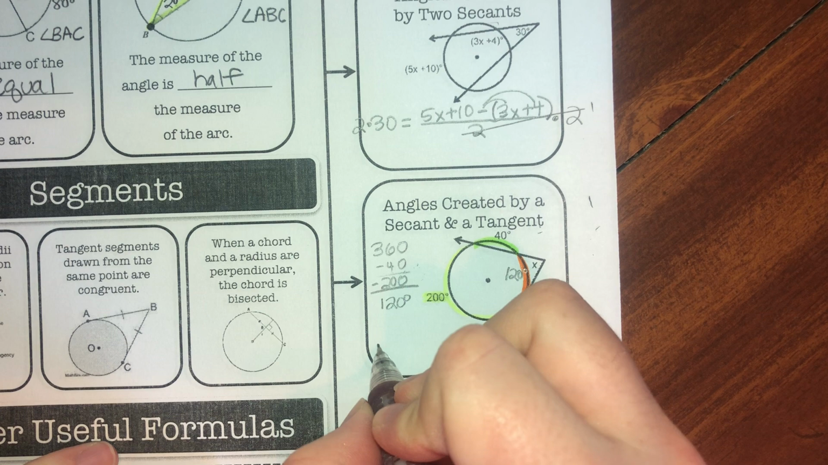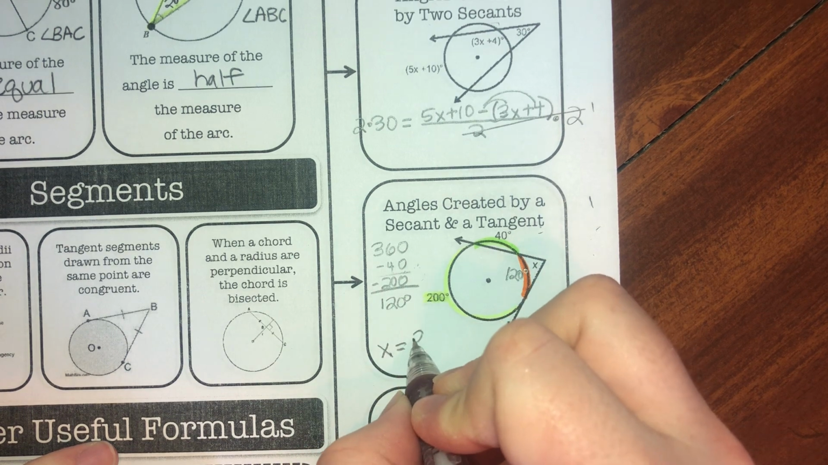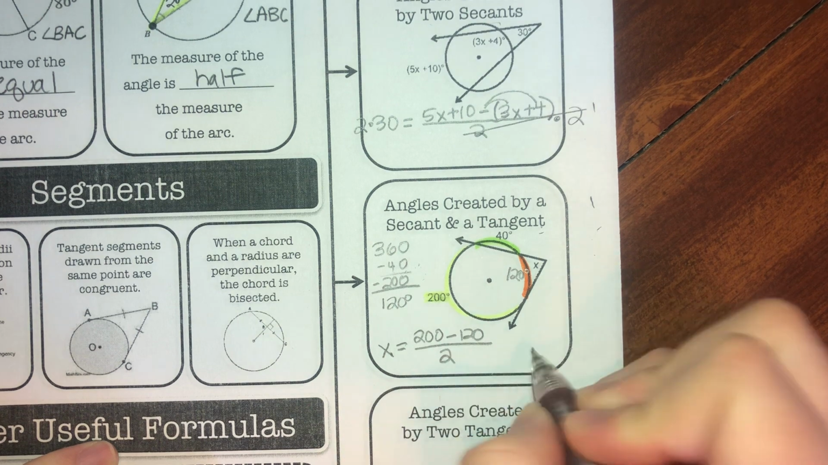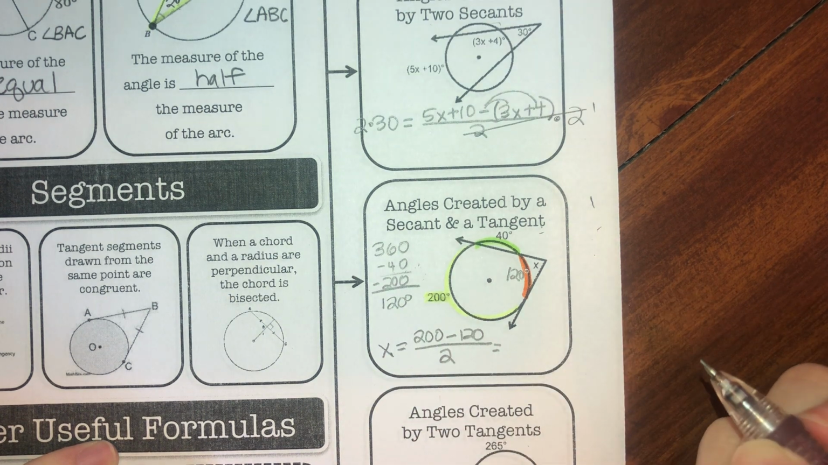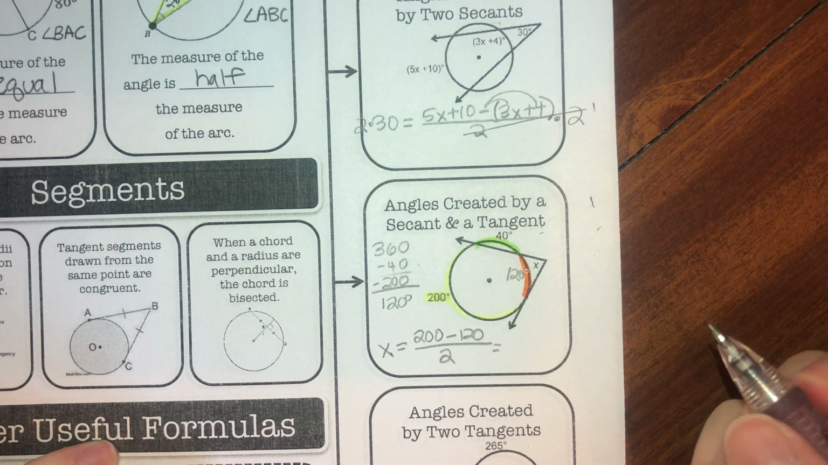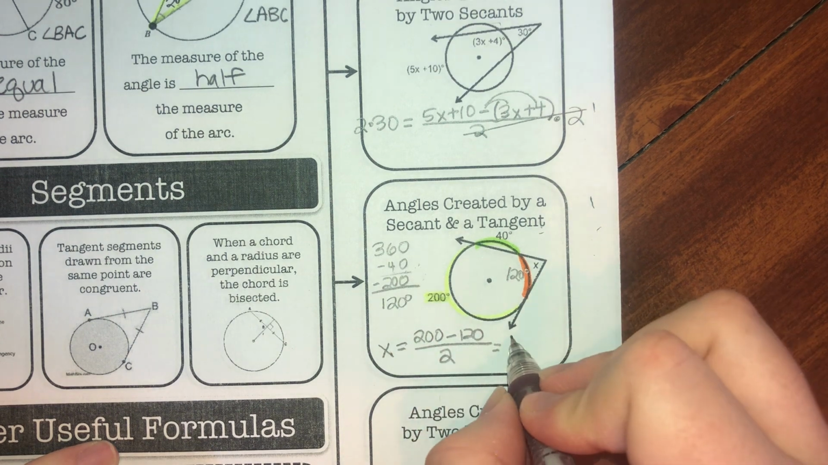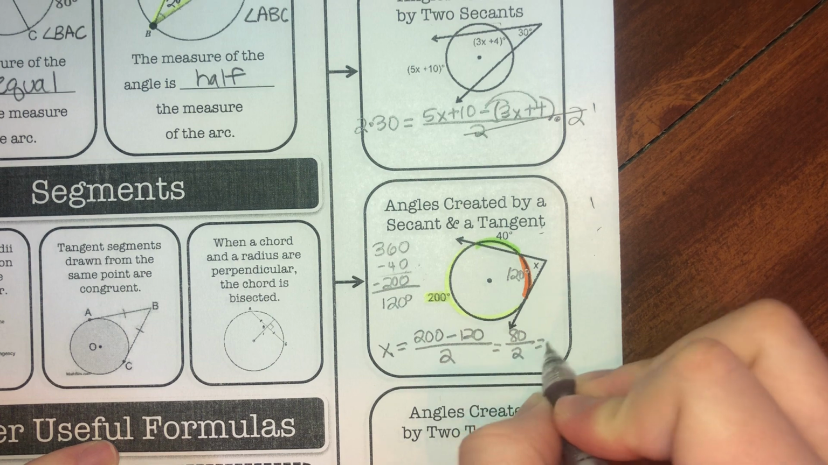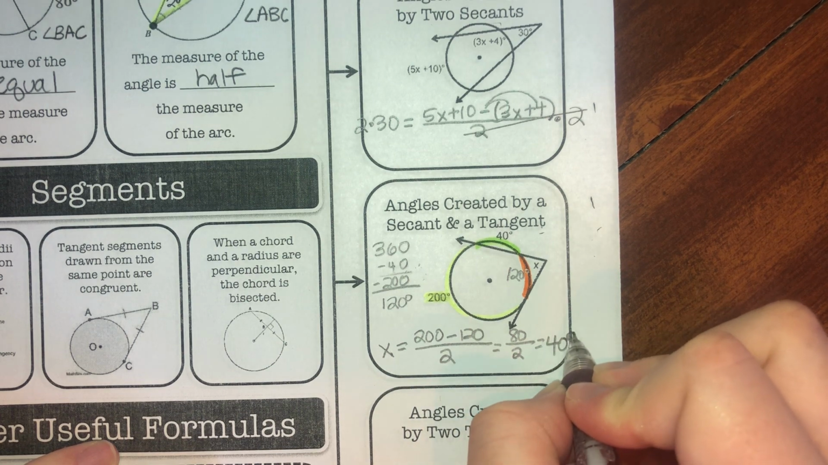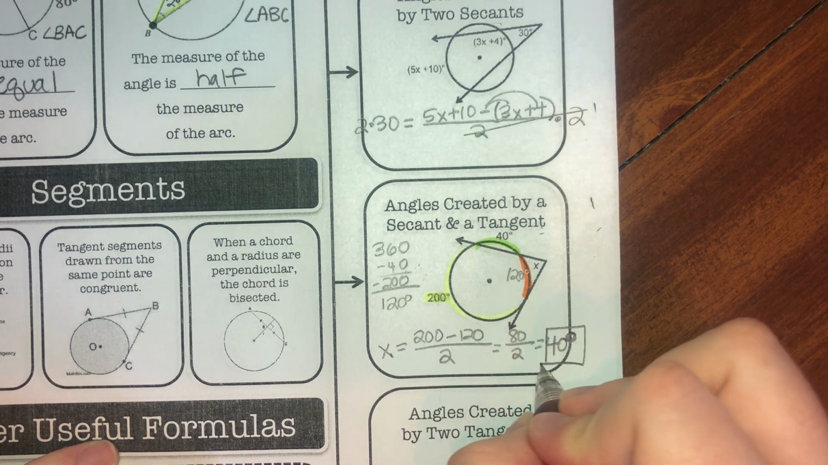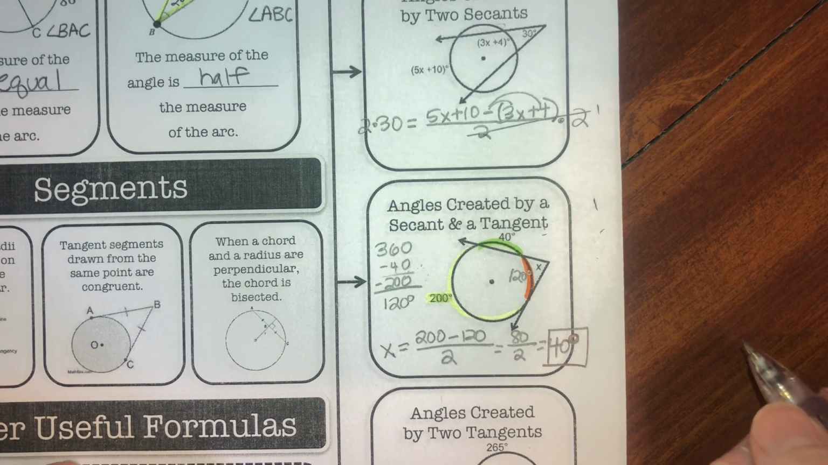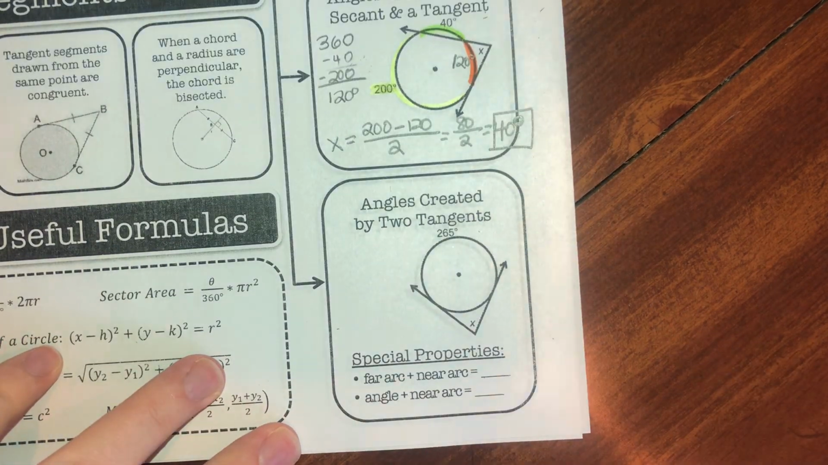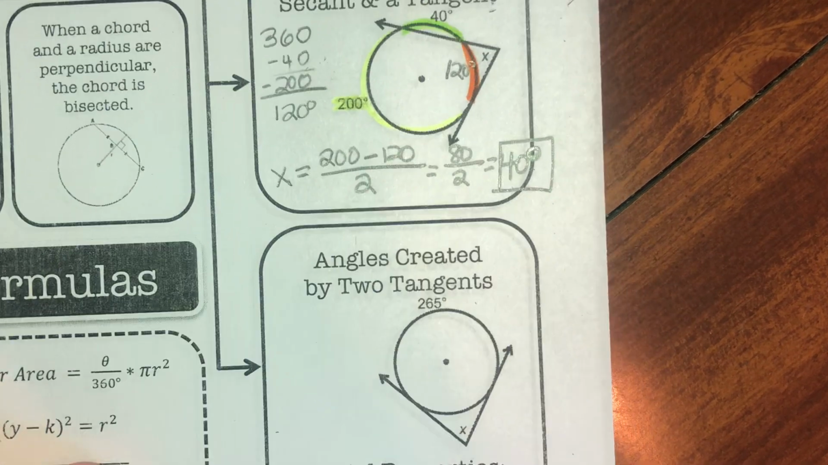Now I can find the angle X by doing the far minus near, divided by 2. So that would be 200 minus 120, that would leave us with 80 over 2, which would be 40 degrees. Make sure you put a degree symbol on your answer since we are talking about an angle. All right, and then the next one is the one created by two tangents.